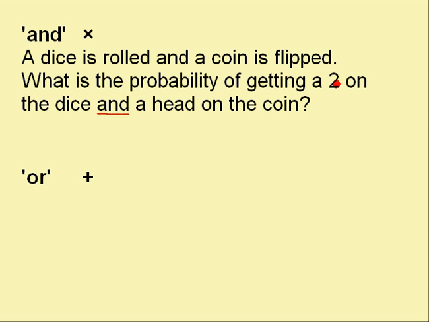Well, the probability of getting a 2 on the dice is 1 out of 6. And means times. The probability of getting a head on the coin is 1 out of 2. So to calculate the probability, I do this multiplication. 1 times 1 is 1, 6 times 2 is 12. So this is the answer for this question.